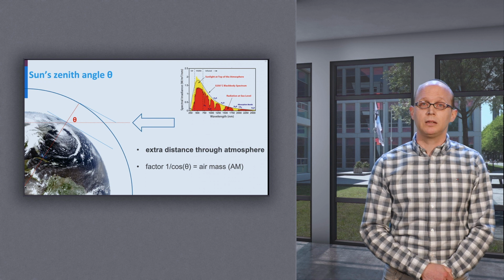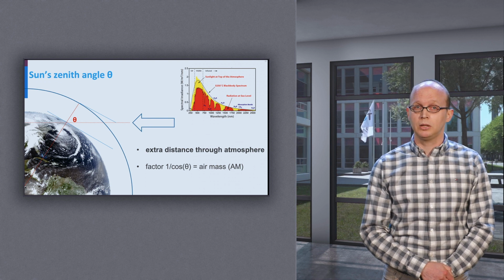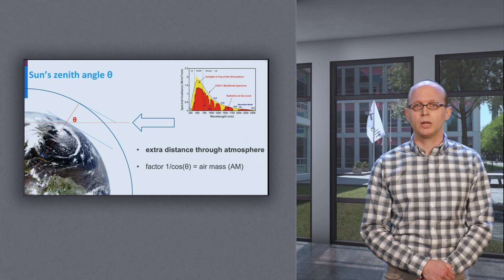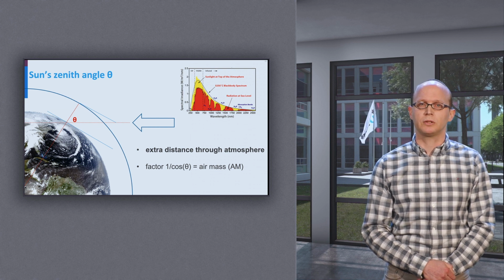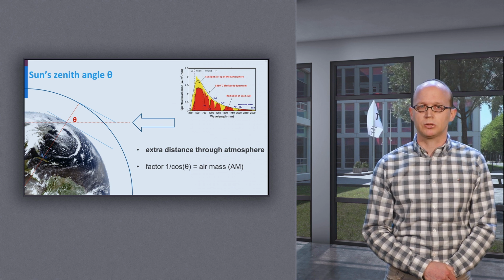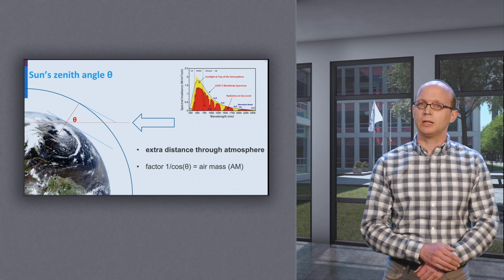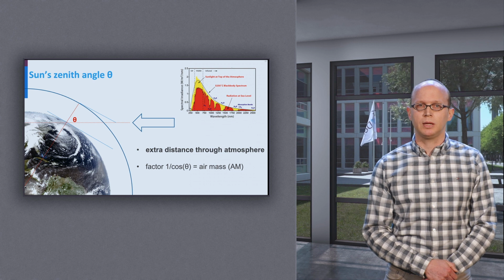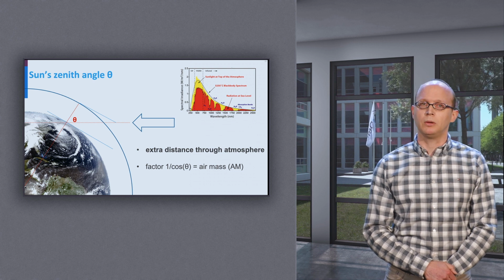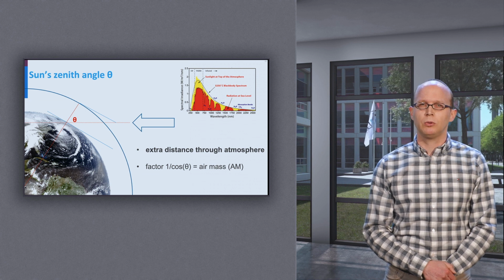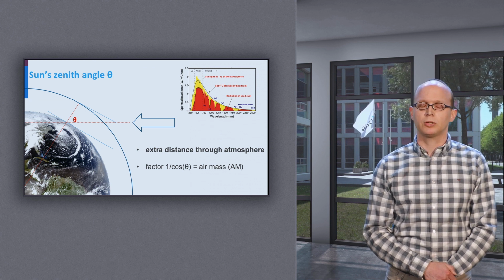A second effect is that when the zenith angle is large, the incoming sunlight has to travel a longer distance through the atmosphere, and more light is absorbed before reaching Earth's surface. This factor, 1 over cosine theta, is called the air mass. The spectrum that I showed before is the standard air mass or AM1.5 spectrum. Other spectra, like AM1, AM2, etc., are also available. The extraterrestrial spectrum, shown in yellow, is called AM0, as it is not filtered by Earth's atmosphere.